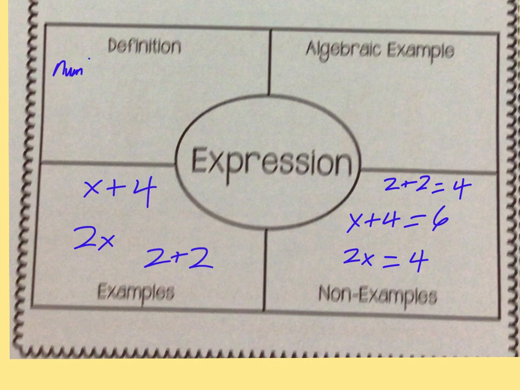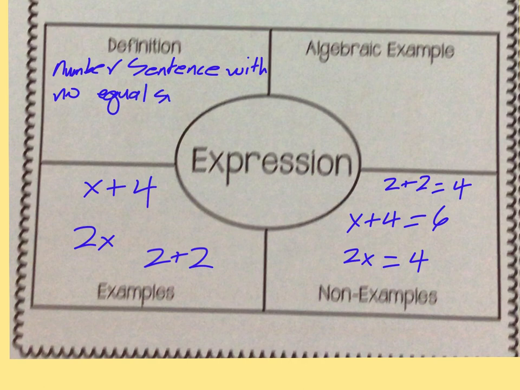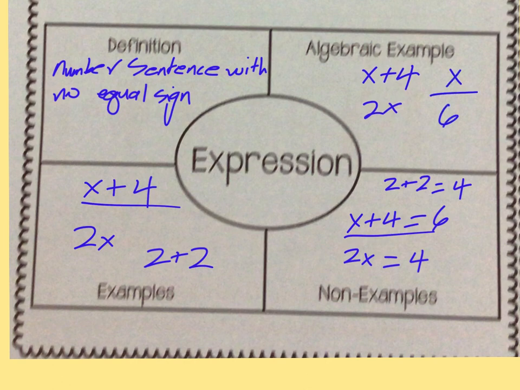Number sentence with no equal sign. Okay? Algebraic example, well, we already used some algebraic examples, like x plus 4. So I'm going to write that one down again. There's too many to explain here. Or, you know, here's one with division. You could go x over 6. So all of those are different algebraic examples of expressions.